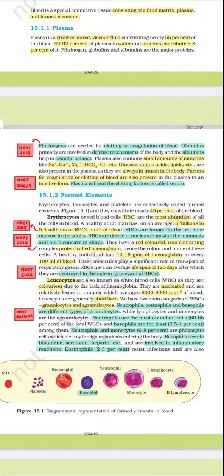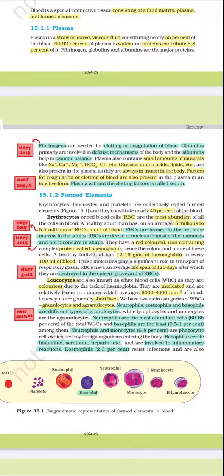Globulins primarily are involved in defense mechanism. Globulin क्या है? Defense mechanism है. Albumin helps in osmotic balance. Small amounts of minerals like sodium, calcium, magnesium, HCO3, Cl minus etc., glucose, amino acids, lipids etc.